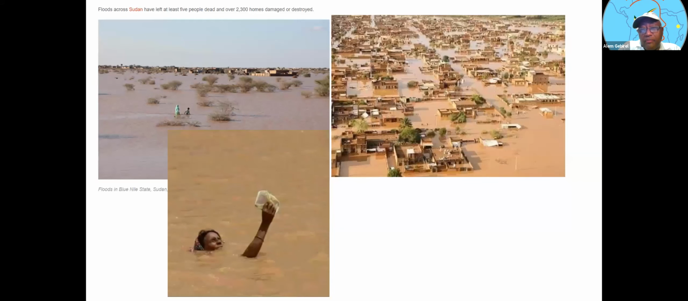This is the same thing. You see the houses built in the middle of the reservoirs. That's what it looked like. The lady also is trying to swim out, holding her valuable belongings so they do not get wet or lost. This really gives you a very broad picture of the flood damage caused in Sudan in 2020. Next slide, please.